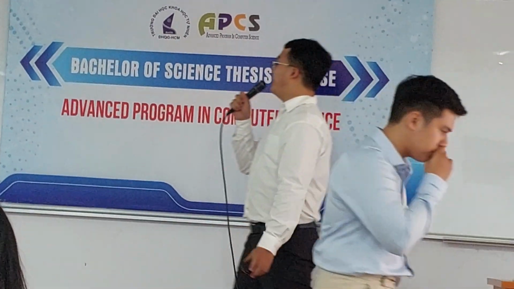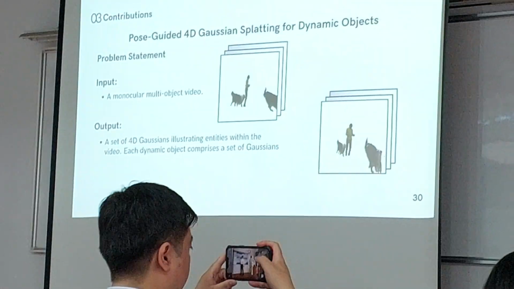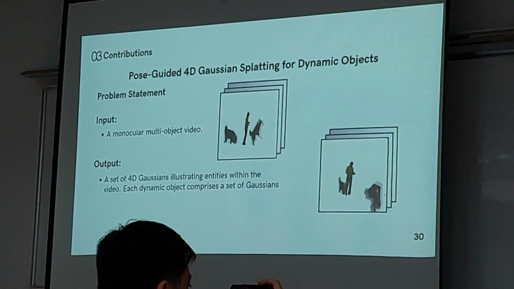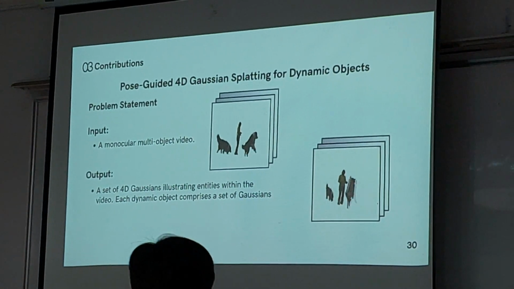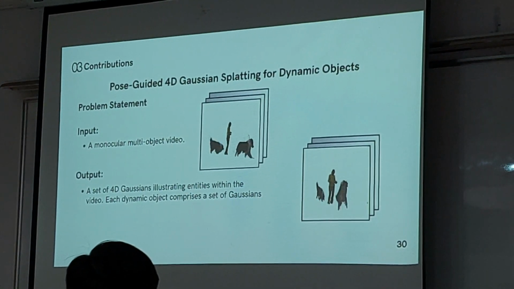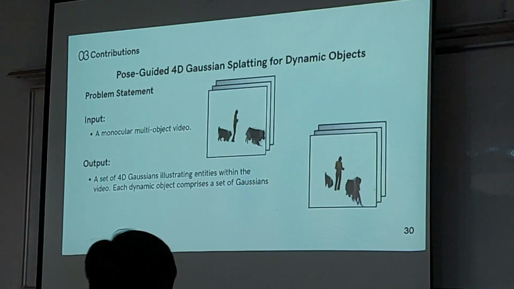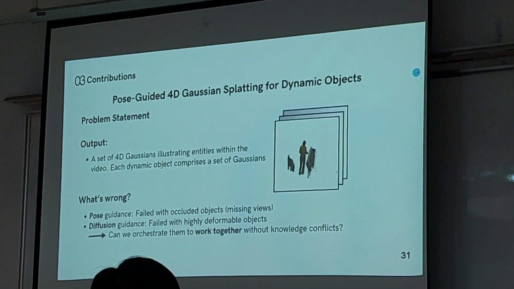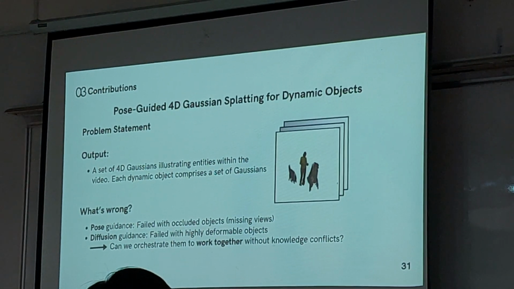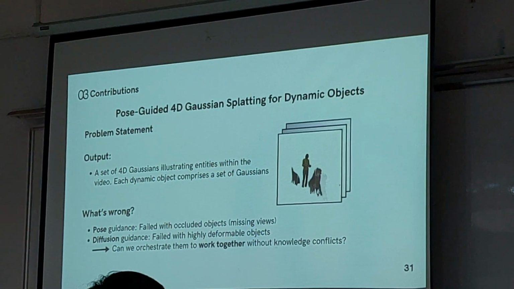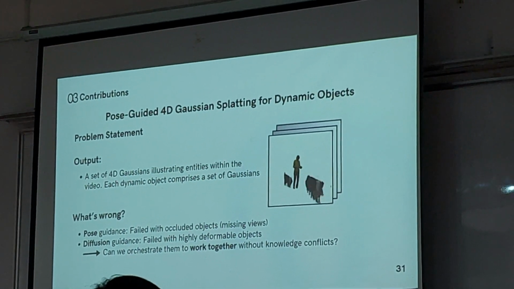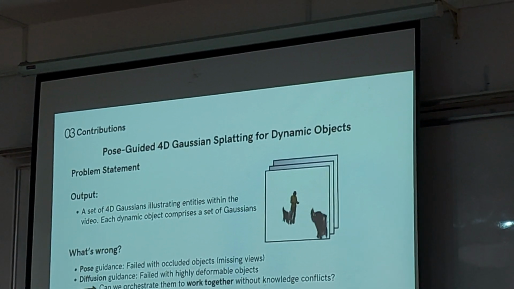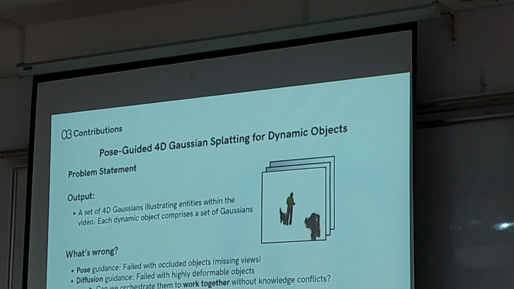Now let's move on to our next contribution, pose-guided 4D Gaussian splatting for dynamic objects. In detail, we first have a monocular video consisting of multiple objects that move relative to each other, and the output is the 4D Gaussian splatting to reconstruct the dynamic scene of the video. So what's wrong? There are many works proposing a lot of guidance to improve the geometry and information of the reconstruction, for example, pose guidance and diffusion guidance.